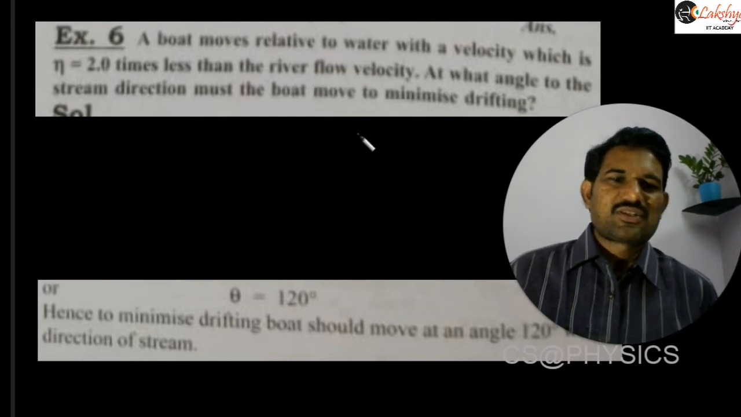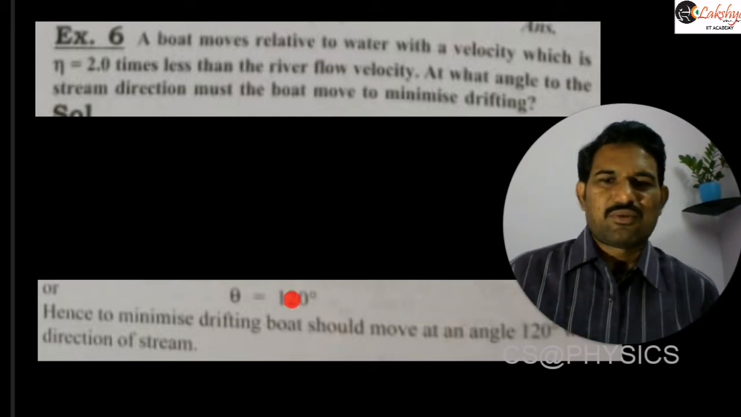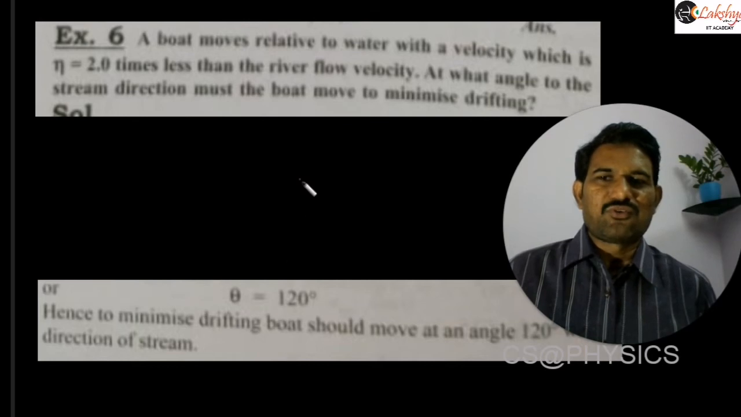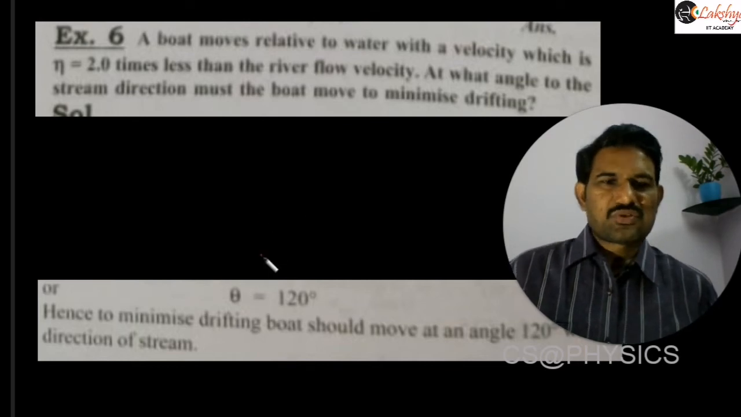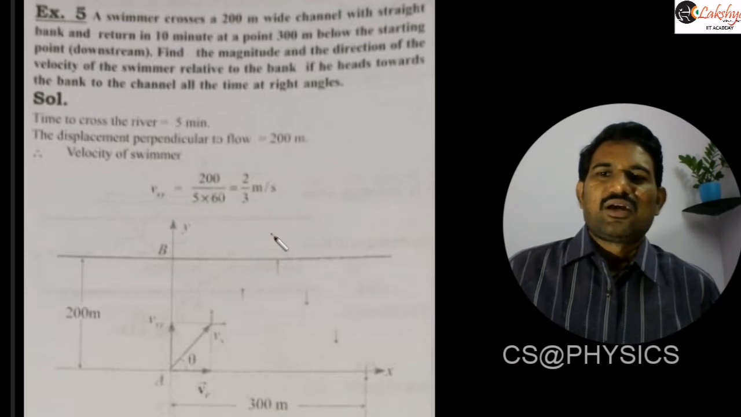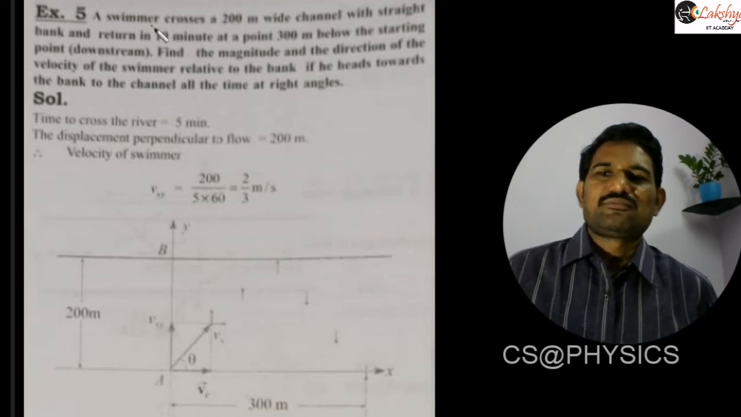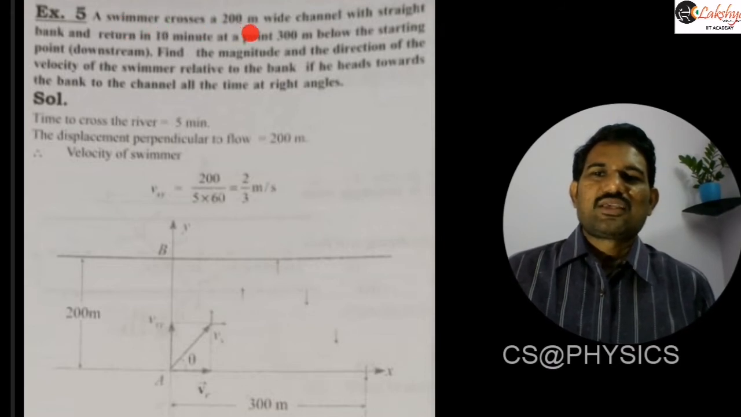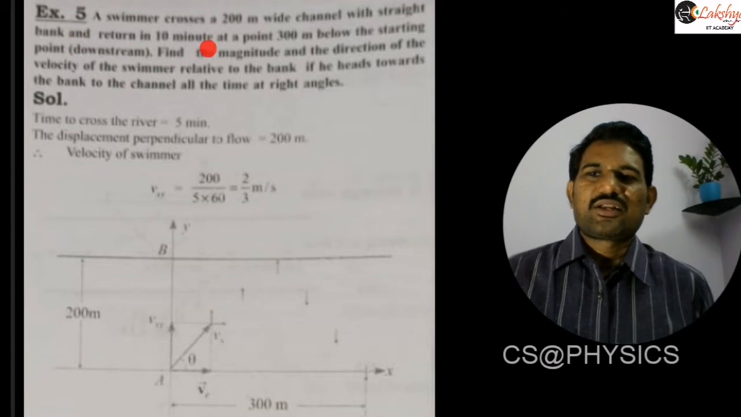So here also a similar formula applies. The answer you should get is 60 degrees, or 120 degrees with the direction of the stream, that means the direction of the river flow. So this is the same as the previous formula. Apply that formula, which we discussed. And now let us see another problem here. A swimmer crosses a 200 meter wide channel with straight banks and returns in 10 minutes to the point 300 meters below the starting point down the stream.